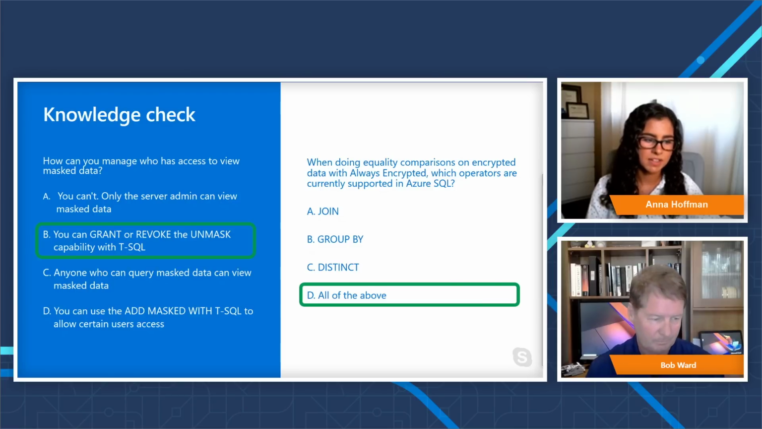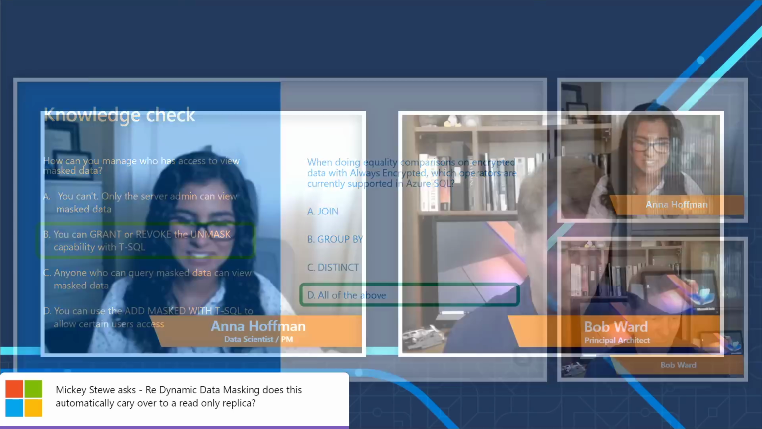Awesome. Thanks, Bob. And it looks like for the most part, as these answers have been rolling in, most people are saying B, D, and a few people have said for D, trick question. It looks like there is a question, Anna. I'll show it for you. Awesome. So Mickey says, regarding dynamic data masking, does this automatically carry over to a read-only replica? Okay, Anna, do you want me to do that, or are you going to do that one?